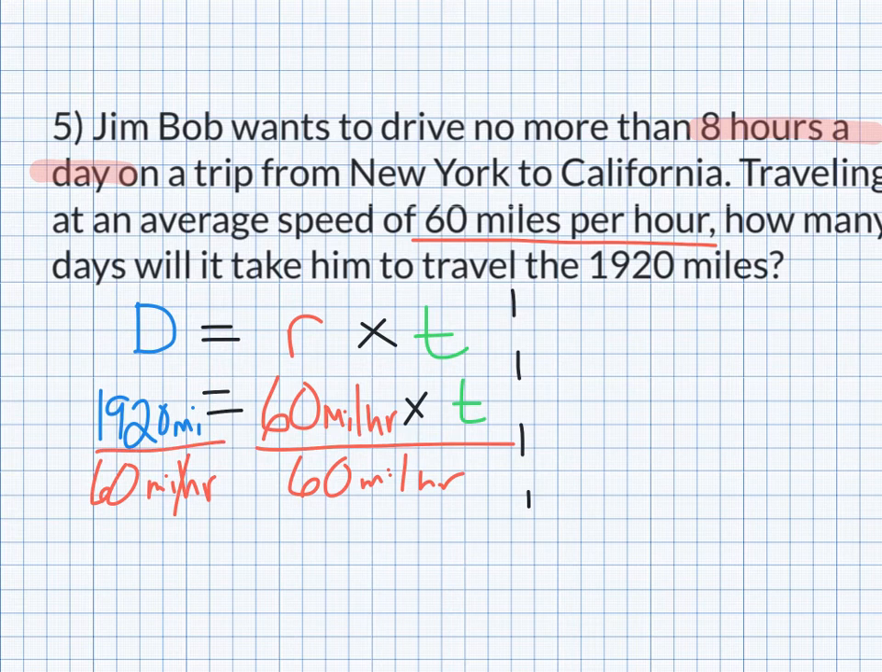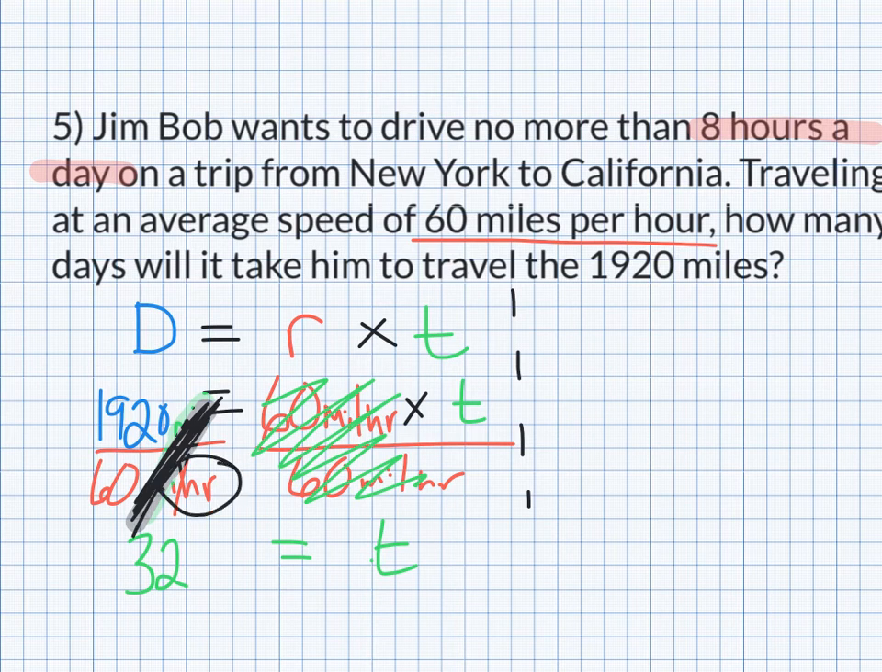All right, our right side, this will cancel out because it's going to be 1, which leaves t by itself. So let's see what the unit's truly going to be here. When you do 1,920 and divide it by 60, you should get 32. All right, now let's see the units. You have miles on the top and you have miles on the bottom. So those are both going to cancel out. So the only thing left over here is hours. So the answer is 32 hours, but that doesn't answer the question. Because this problem is asking how many days this whole trip is going to take.